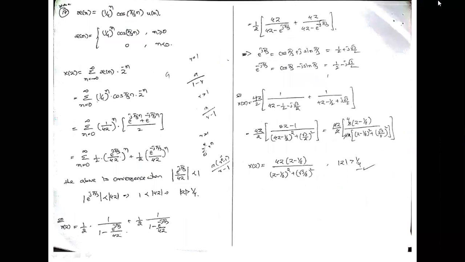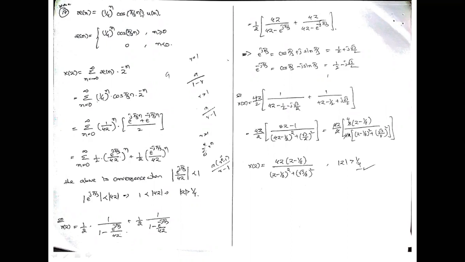Next example. Now it is in the cosine function: (1/4)^n cos(πn/3) u(n). Whenever u(n) is given, it means the ROC is greater than the function's a. What is a here? 1/4. So |z| > 1/4.